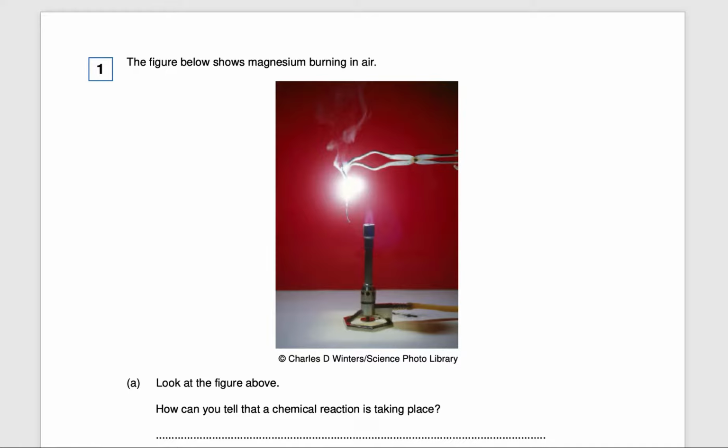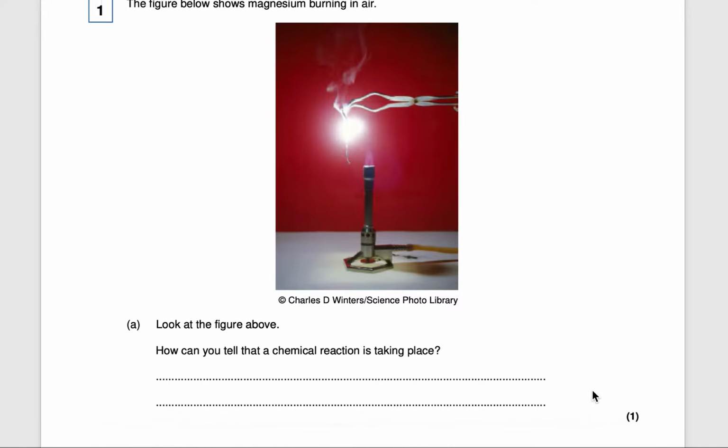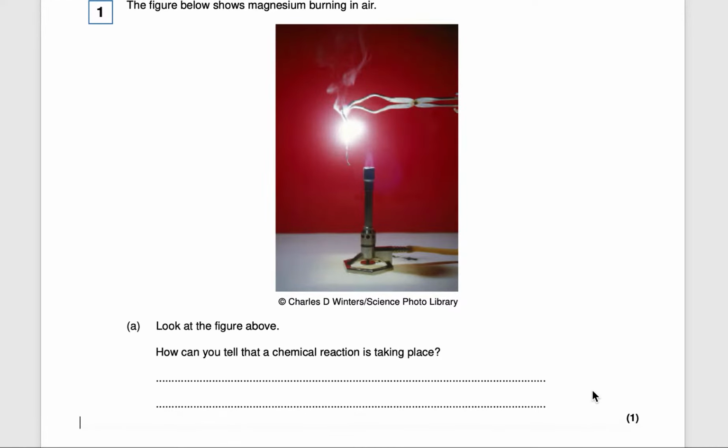Our first exam question states the figure below shows magnesium burning in air. Look at the figure above. How can you tell that a chemical reaction is taking place? Now, in this question it's only worth 1 mark. You could have said that a flame is being let off, or you could have said a gas is being released. Okay, and that will get you 1 mark.